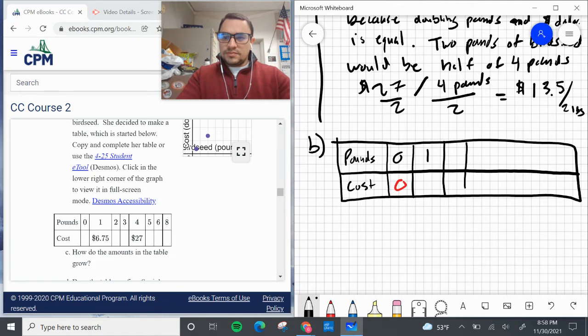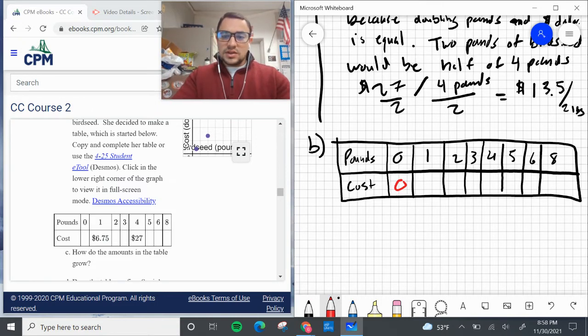We have a 1, we have a 2, 3, 4, 5, 6, and 8. So I'm going to use red to fill in everything else that we haven't had here. So this is 6.75. 4 is 27, and everything else is blank.